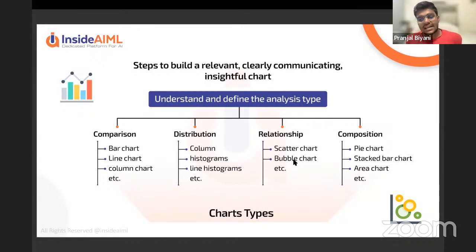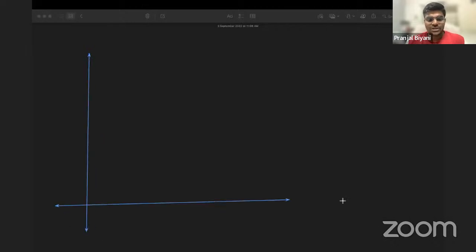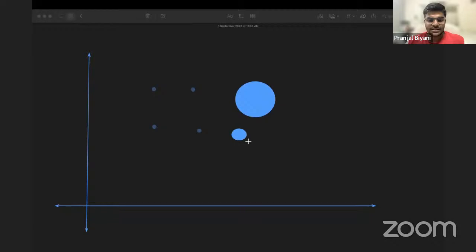So for relationship, we have the scatter chart and bubble chart. A bubble chart is a little different from a scatter chart because, rather than a two-dimensional plane, you can represent a three-dimensional analysis also. Let me show you an example. Suppose this is my current chart. Instead of my points each being the same size, I can also have varied size points like this.